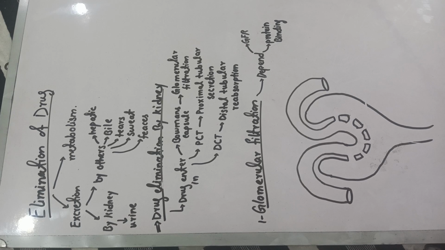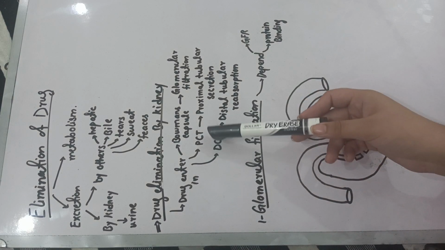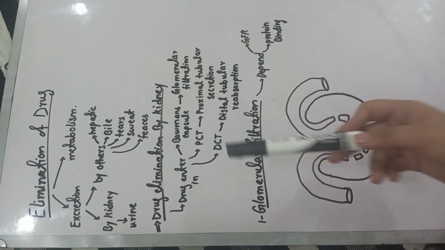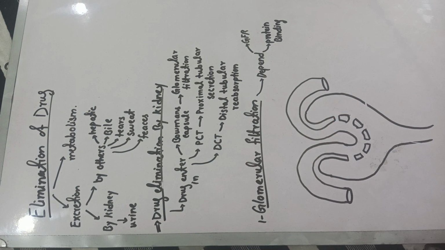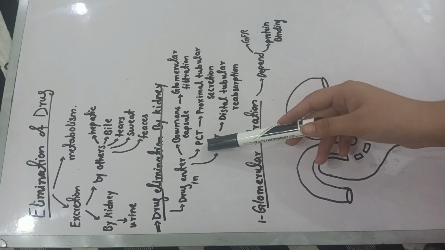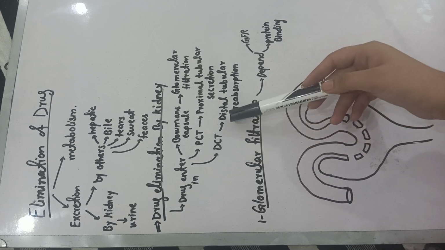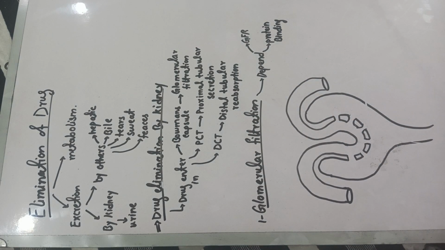Now let's discuss how the drug is eliminated through your kidney. When the drugs enter into your Bowman's capsule, then the proximal convoluted tubule, then the distal convoluted tubule, some processes happen in each of these parts, and due to all of these three processes, the drug is eliminated outside of your body. In the Bowman's capsule, first of all, glomerular filtration happens. In the proximal convoluted tubule, proximal tubular secretion occurs, and in the distal convoluted tubule, distal tubular reabsorption happens, and due to these three processes, the drug is eliminated.